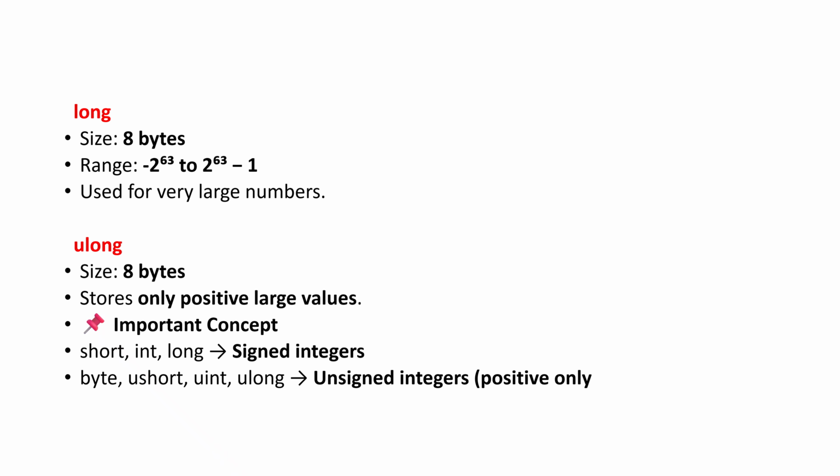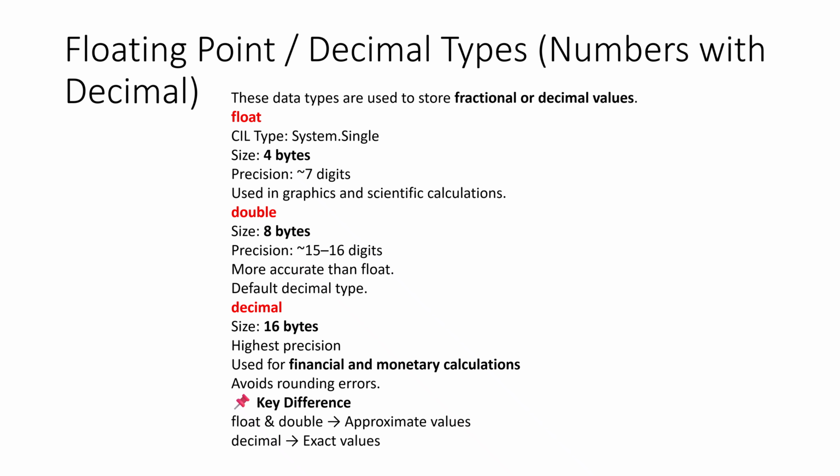So the important concept you have to remember: signed integer and unsigned integer. Unsigned integers only store positive values: byte, ushort, uint, ulong. Only positive values. Signed integers are sbyte, short, int, and long.